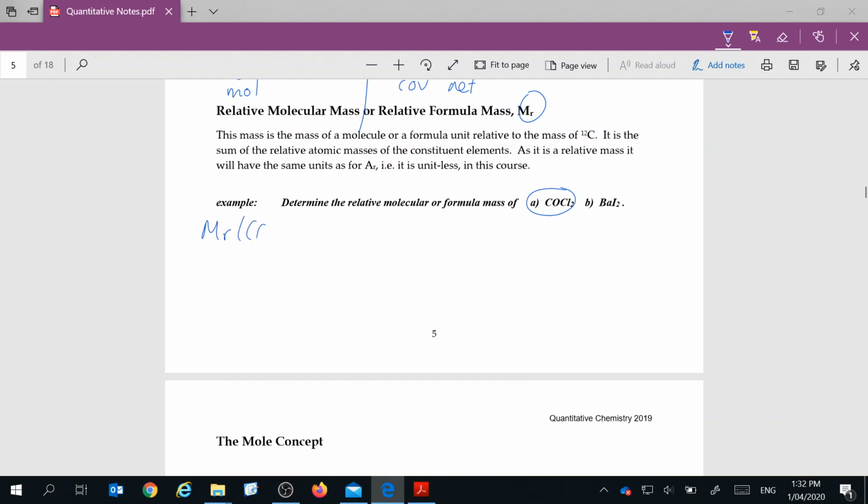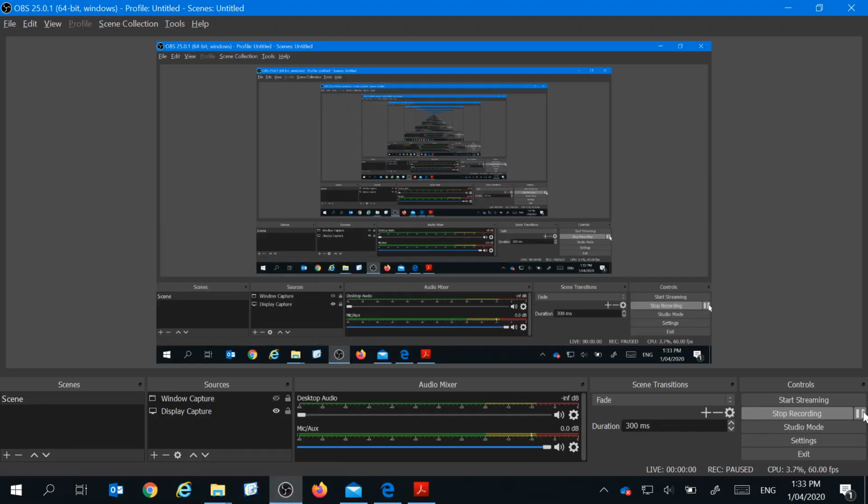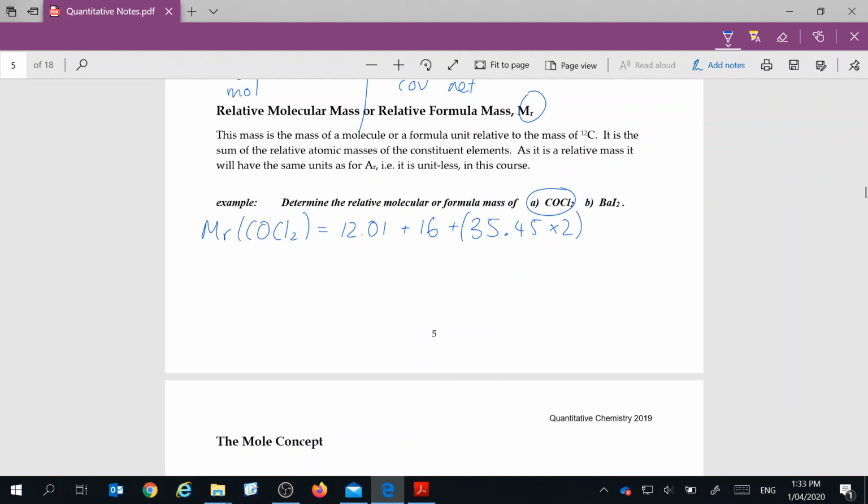So Mr of COCl2 equals molar mass of carbon plus the molar mass of oxygen plus the molar mass of chlorine, where there are 2 chlorines. And I'll just pop that in the calculator. And I get 98.91. Now, because I've got this relative part here, I don't need to give units. If I had said the molar mass of COCl2, of course the units would be in grams per mole.